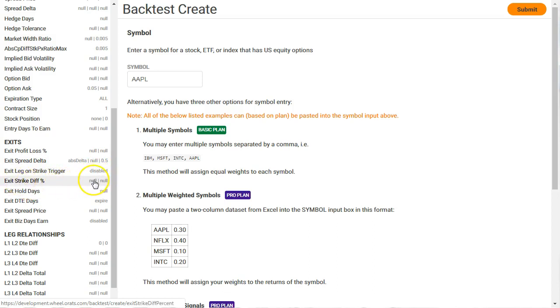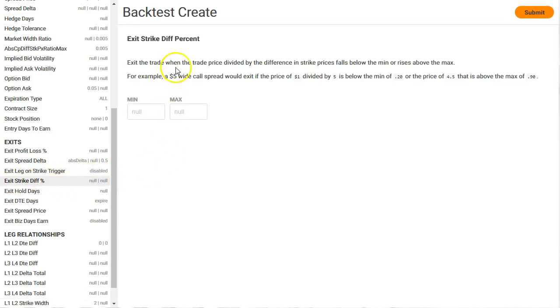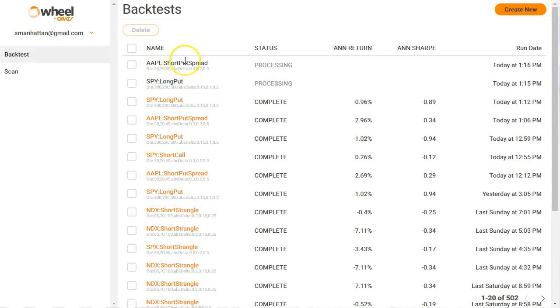Now exit on strike difference. This is an interesting one. It's when the trade price divided by the difference in stock prices. So I like this one. You might get out when the difference is 80%. So it's already gone up 80%, or there's only maybe 10% lost or left in the spread. So let's submit that and see how that affects the tests.